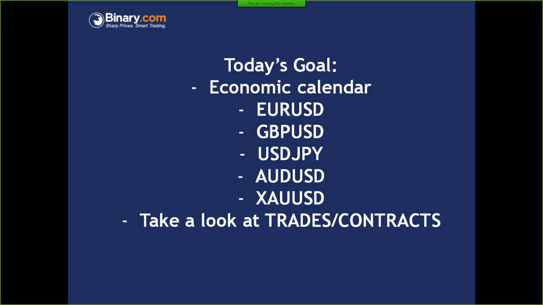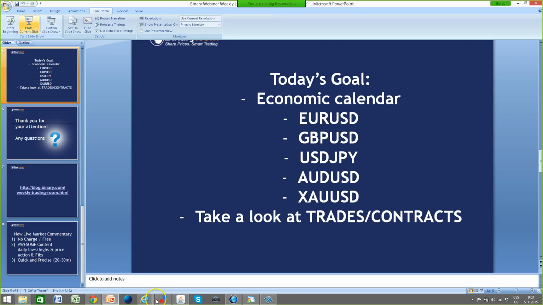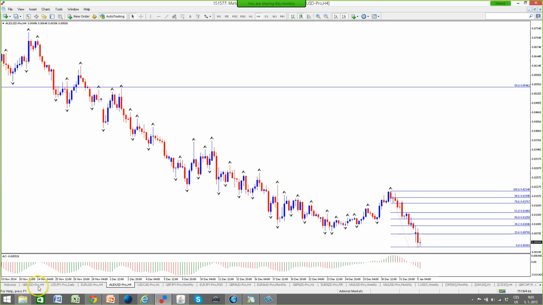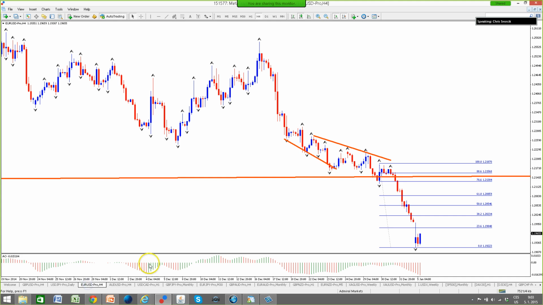And today's focus, of course, is always on these 5 particular pairs. So let's take a look at those. Here we go. First of all, let's take a look at the euro dollar. Now, as I said, first of all, let's think about the 2014 trading year.